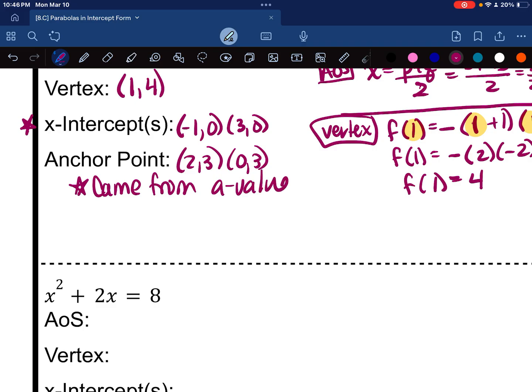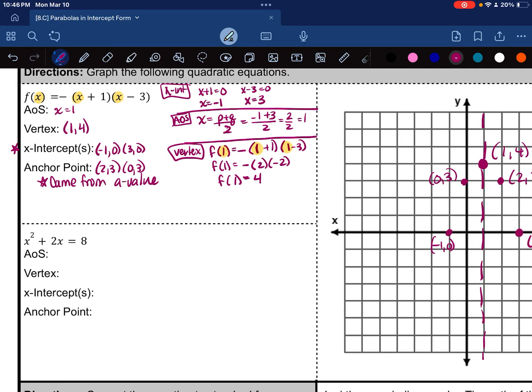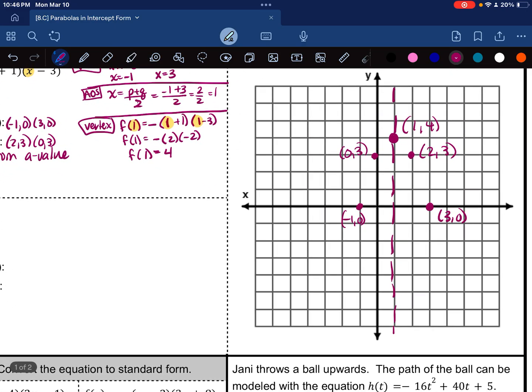If I couldn't use my a value because it was already used, I would just find the next point to the side, like I might try 4. And then here's my little U shape with my arrows at the end.